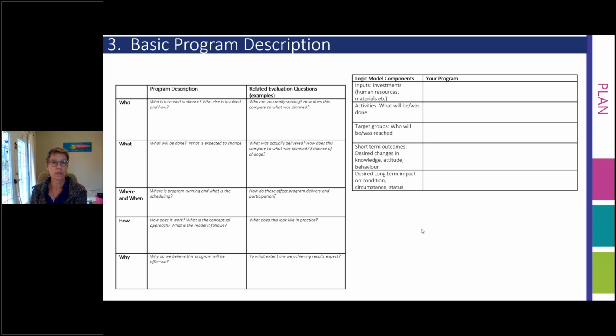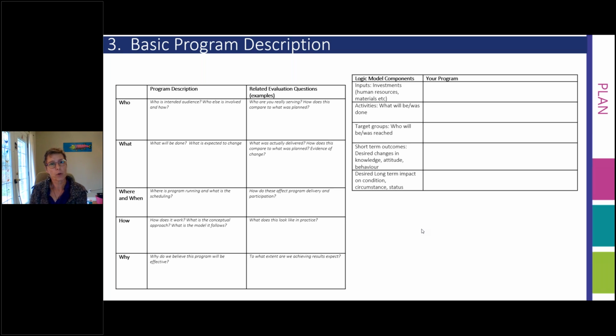There are different ways of developing a program description, and what we're presenting here are two different ones. One, really getting into: who is this program for? What will be done with this program? And this is high level. This isn't getting into the details of that.